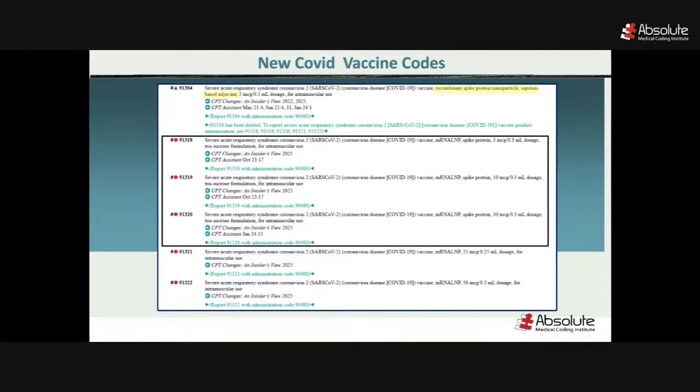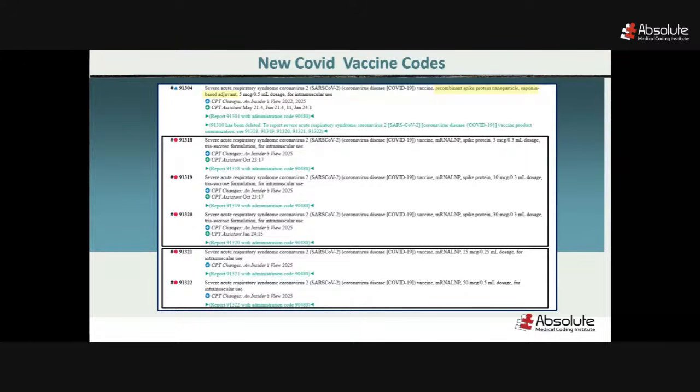Then we have the code series from 91318 through 91320. These codes are all for the mRNA LNP COVID-19 vaccine with the spike protein, in a specific formulation, and these codes differ only by the dosage. 91318 is for 3 mcg per 0.3 ml, while 91319 is for 10 mcg per 0.3 ml. We have 91320 for 30 mcg per 0.3 ml.